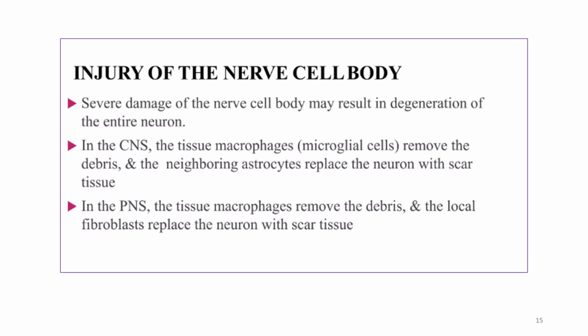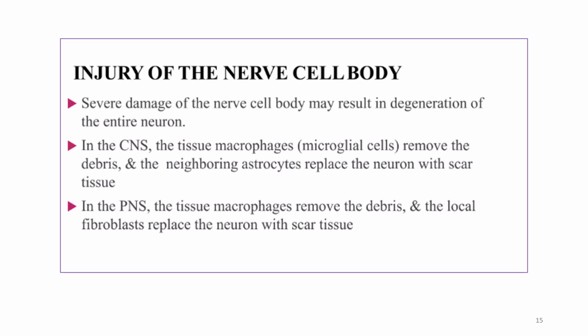Now coming to the injury to the nerve cell body. Severe damage of the nerve cell body will result in the degeneration of the entire neuron, because the proteins are synthesized in the nerve cell body. Because there is no protein synthesis, and so no synthesis of cell organelles, the nerve cell will die.